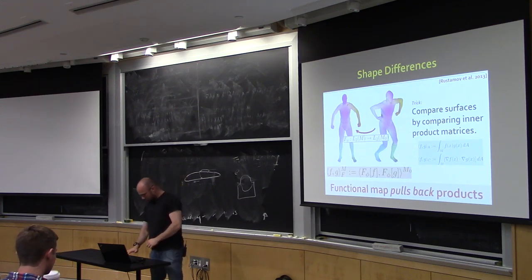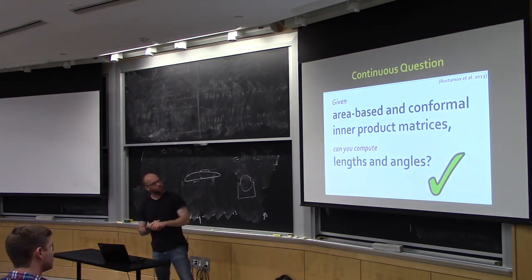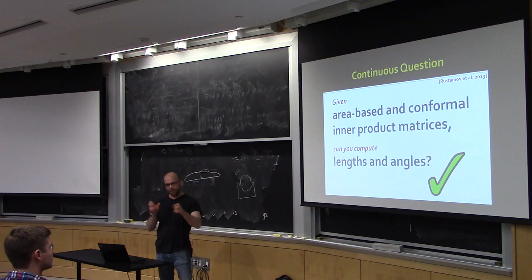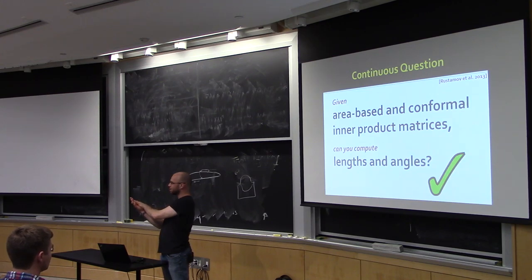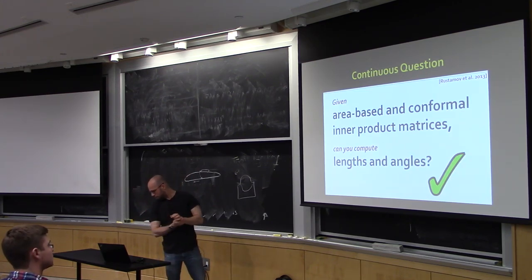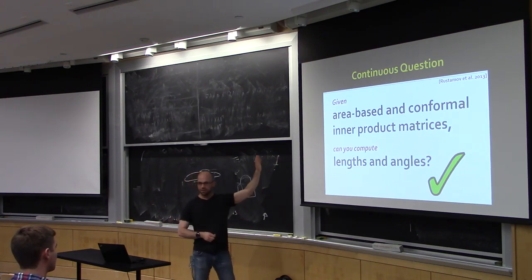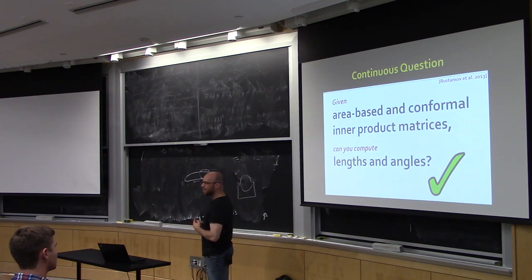Yeah? And in fact, what was proven in Rafe's work is that if I know these inner product matrices, and I know the lengths and angles on one surface, then I can recover lengths and angles on the other. This doesn't make sense, it's kind of like just multiplying. But the way that he proves that is, this is actually a theoretical result. Like they show that for the actual smooth Laplace operators.